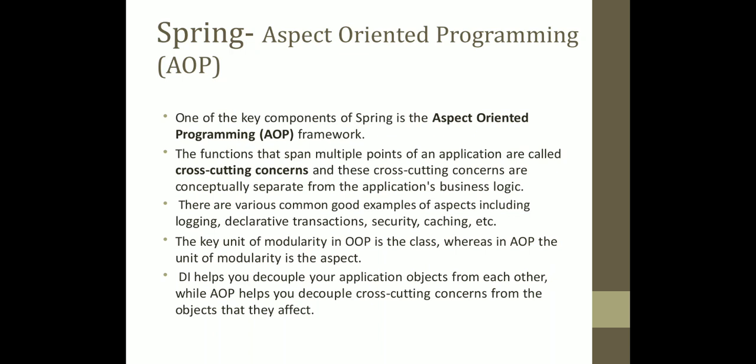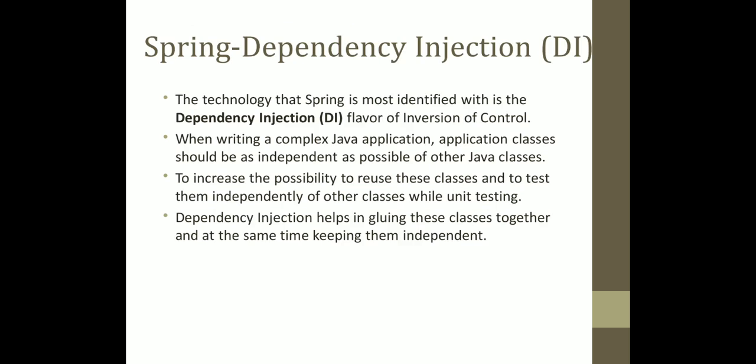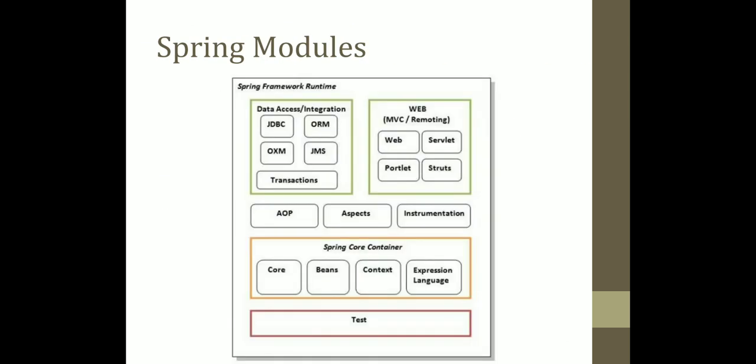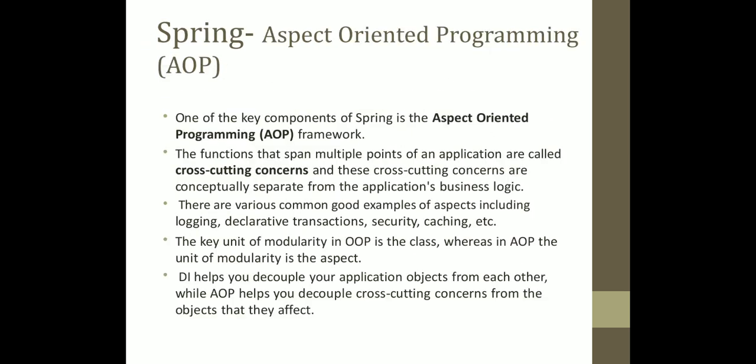Now we'll see what AOP is. That is aspect oriented programming. We have seen AOP in the modular part, in the data layer. Okay, and AOP is nothing but aspect oriented programming. It is one of the key components of Spring, the aspect oriented programming framework, that is the AOP framework.